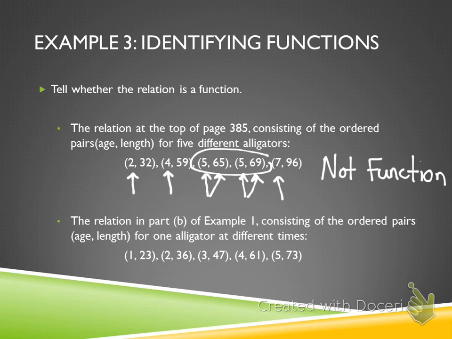Now let's look at the second one. Well, let's list our inputs. Our first one is 1, then what? 2, 3, 4, and 5. Okay, so it's a function. I automatically know because I don't have an input that repeats. So I know I have 1 output for every input and it's good. So yes, it's a function. Okay? All right, so for each input, there's exactly 1 output. That's the rule for the function.